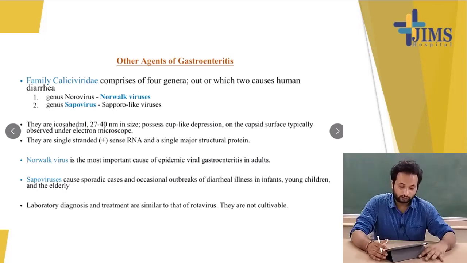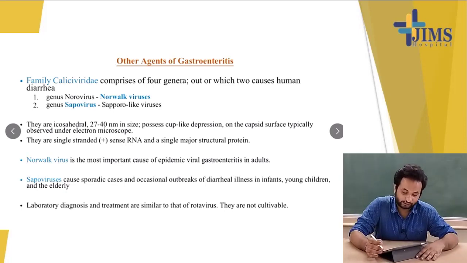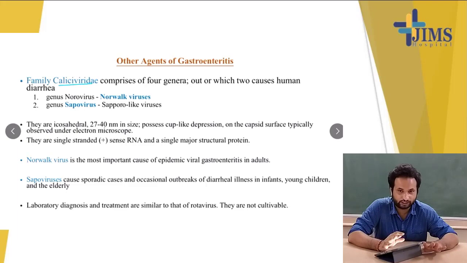After rotavirus, there is the family known as Caliciviridae. Caliciviridae comprise 4 genera, out of which 2 are most important: the norovirus genus and the sapovirus genus. Under the norovirus genus comes the Norwalk virus, and under the sapovirus genus come the Sapporo-like viruses. Both of these viruses are icosahedral and 27 to 40 nanometers in size.